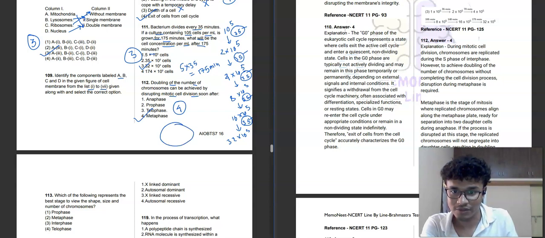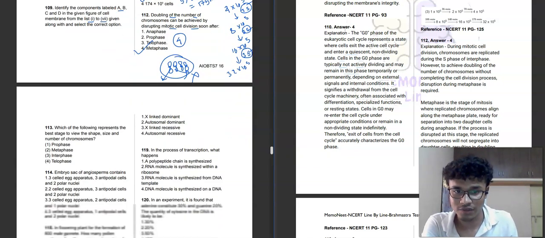What happens in metaphase? We know that the chromosomes align. So metaphase is the stage of mitosis where replicated chromosomes align along the metaphasic plate, so basically here we can see the metaphasic plate, and they are ready for separation into two daughter cells during anaphase. If the process is disrupted at this stage, then the replicated chromosomes will not segregate into daughter cells, resulting in doubling the number of chromosomes within the cells. The fourth option will be the correct answer for this question.